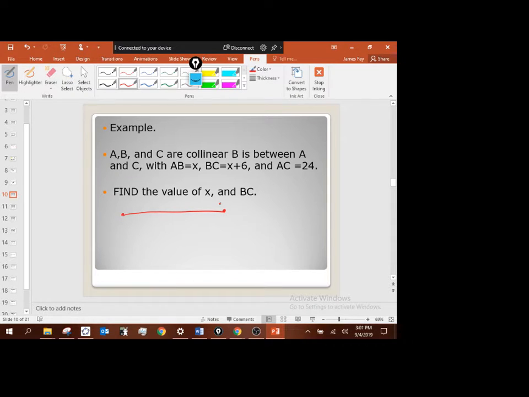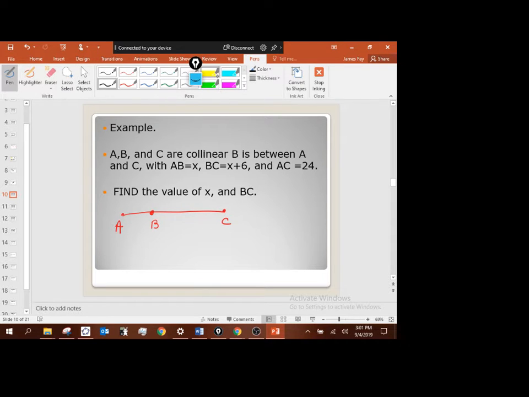So if I've got A, B, and C here being collinear, B is between A and C. So that means that's got to be A, and that's got to be C, right? Now it says B is in between. So B can be anywhere. It doesn't matter, okay? It doesn't say it's closer to A. It doesn't say it's closer to C. So you can put it anywhere you want to. So I'm just going to put it right there. We'll see at the end if that was a good placement for it or not, based on our conclusions.